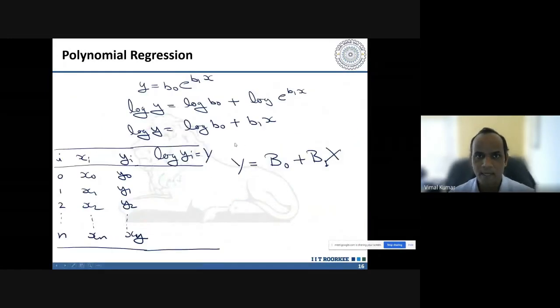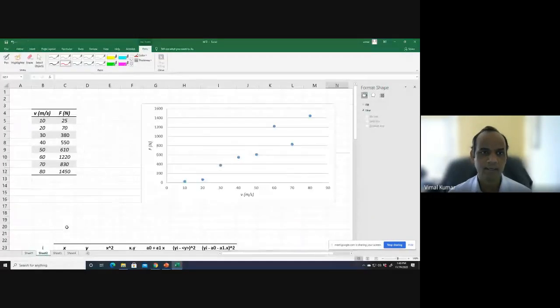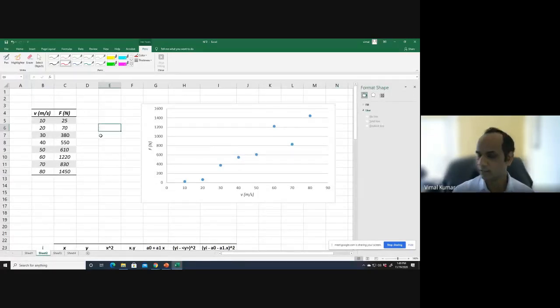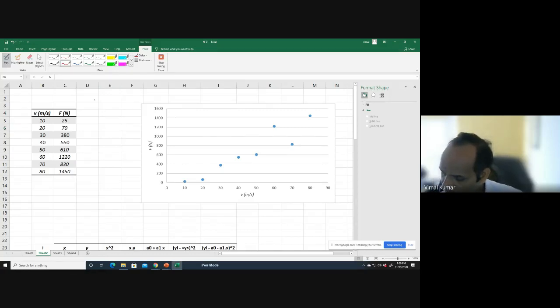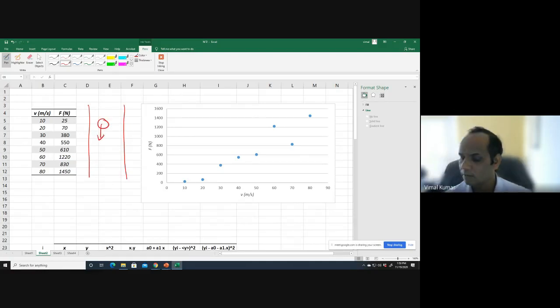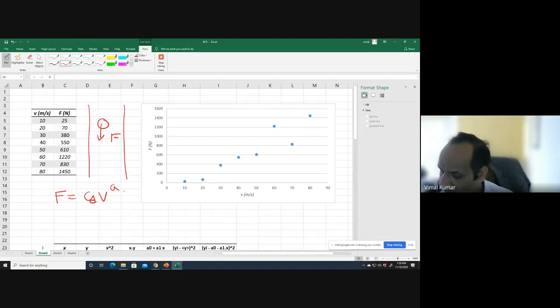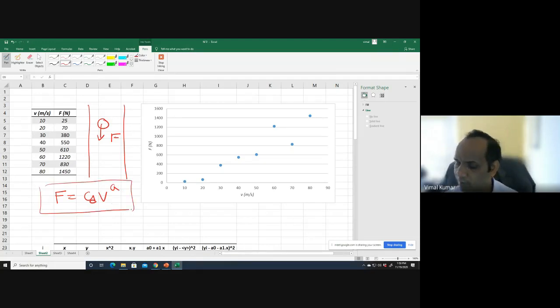Okay, once we have this, before that, let me demonstrate it here. Let's say I have these data points. Velocity is 10, 20, 30, 40, 50, 60, 70 and 80 meters per second. At different velocities, this object, let's say it is falling from some region, and we are measuring force. When the object is falling down, it feels some kind of drag, so there is a relationship F is equal to some drag coefficient times velocity to the power, let's say, A.